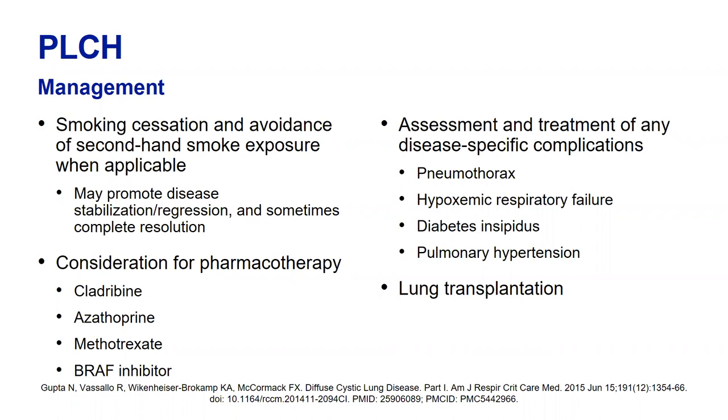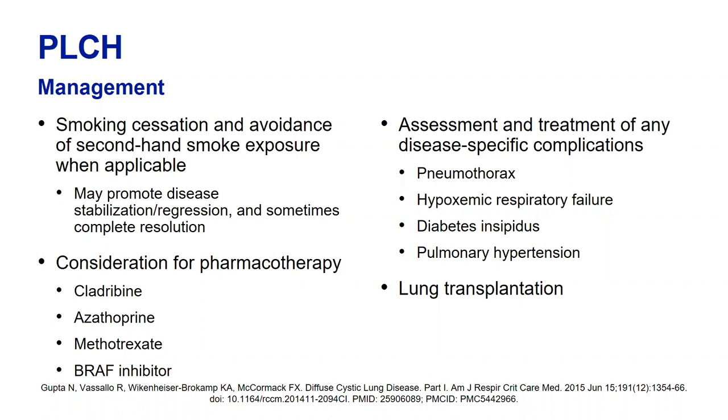There's not a ton of data to support all of these, to be honest. The best data that exists is probably for cladribine. So that might be an option, but when I say best data, it's still case series or very small retrospective studies, nothing that I would bet my life on. The BRAF inhibitor is a little newer, as gene therapy and precision medicine become more popular. They're looking into it. I don't think this is on the market yet.